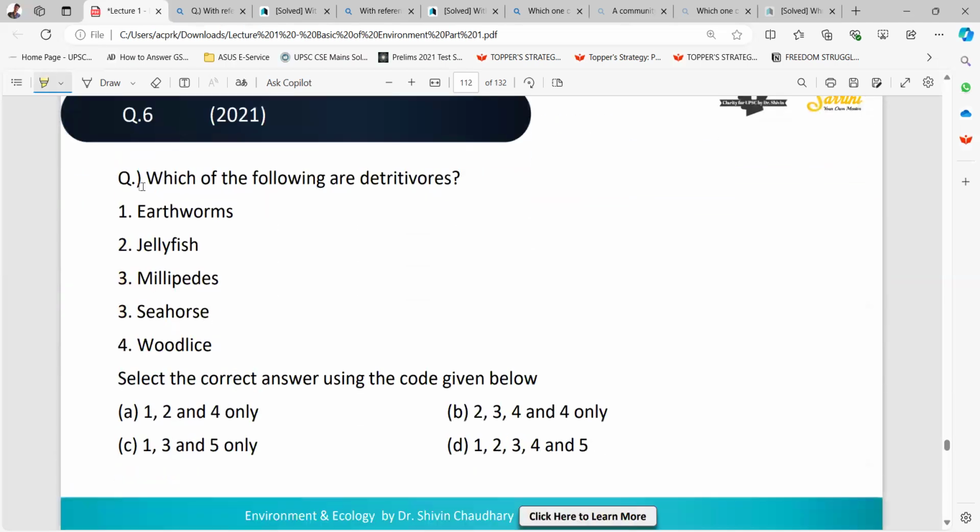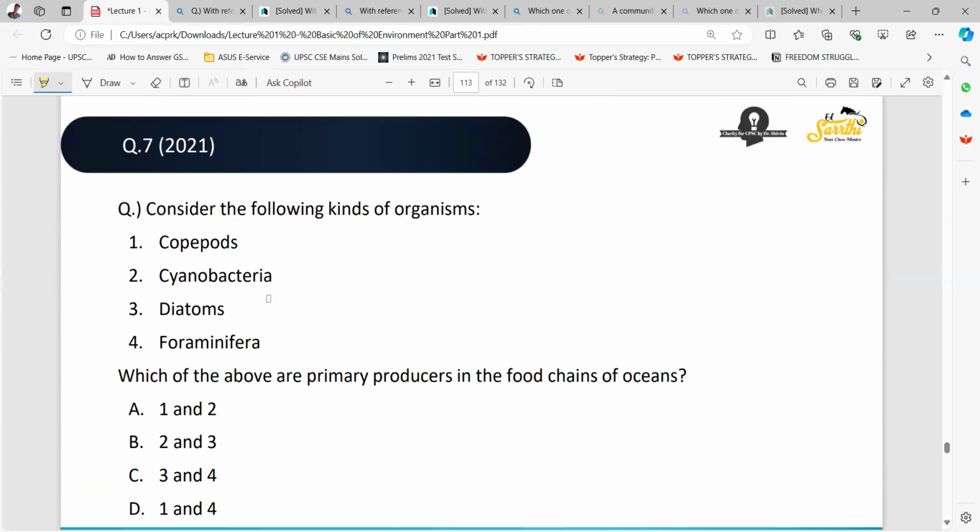Okay. Next question. Which of the following are detritivorous? Earthworms, jellyfish, millipedes, seaholes, woodlice. Here we can eliminate seaholes. So option without 4. Okay, 1, 3: earthworms, millipedes, woodlice are detritivorous. Jellyfish and seaholes are not detritivorous.